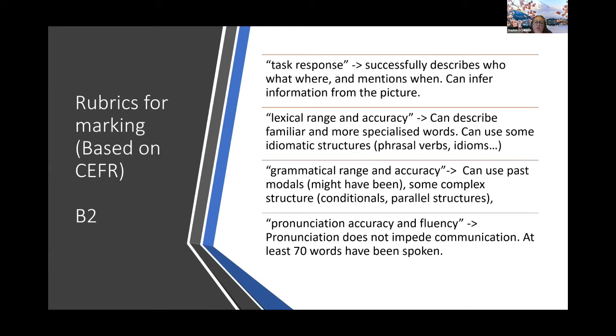And pronunciation should not impede communication, and fluency should be good. 70 words is really, again, a minimum.